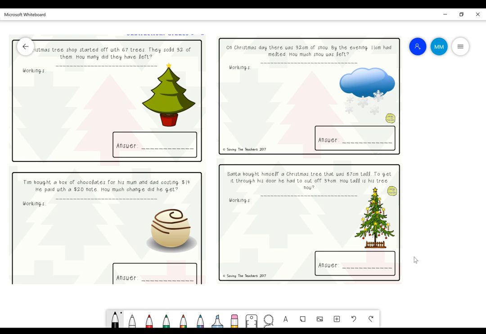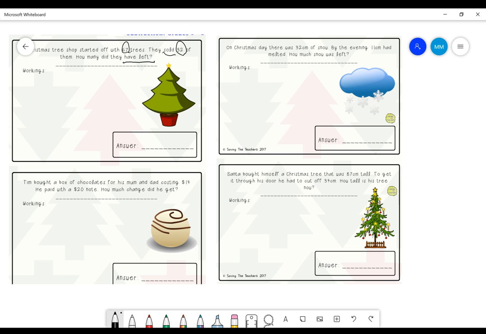It says a Christmas tree shop started off with 67 trees. They sold 32 of them. How many do they have left? And it's a word problem, so we're going to read it again, and we are going to circle and underline important words and numbers. A Christmas tree shop started off with 67 trees. They sold 32 of them. How many do they have left?